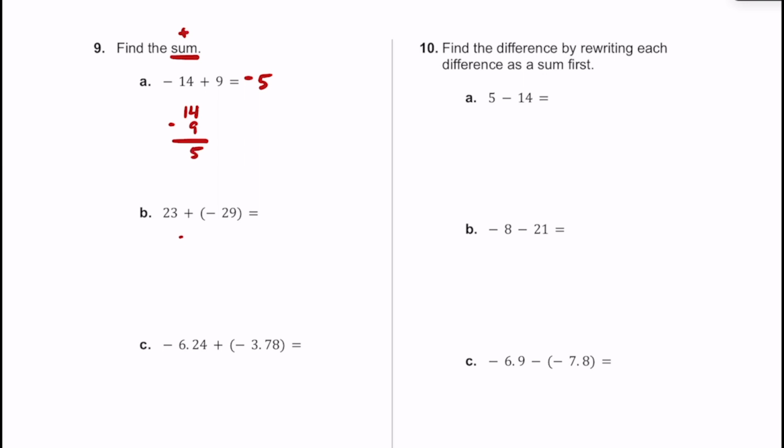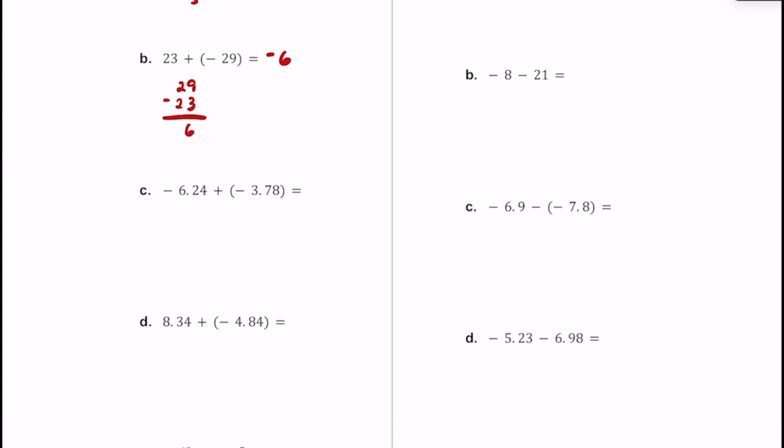For B, it looks like one's negative, one's positive, just like in the last example. So we're going to subtract their absolute values. That's going to be 6, and it's going to be a negative 6 because the negative 29 has a greater absolute value. If we take a look at C, these both have the same sign, so we're going to take their absolute values and just add them. That's going to be a 12, carry the 1. That's a 10, carry the 1. I believe that's going to be 10.02, but a negative plus a negative is always negative, so we're going to have negative 10.02.